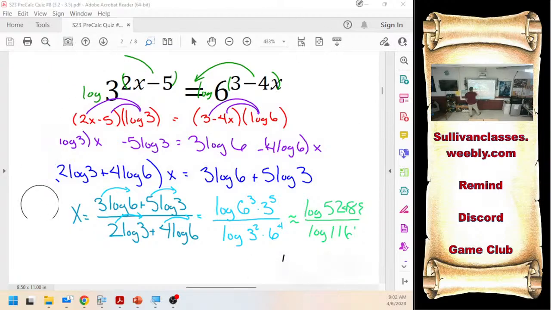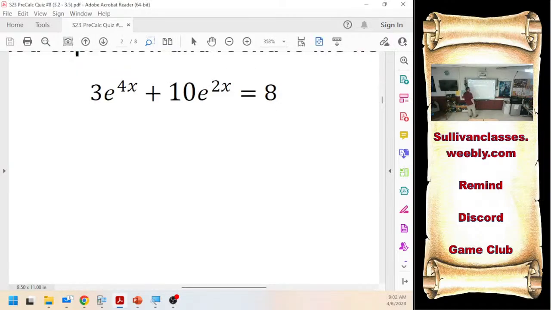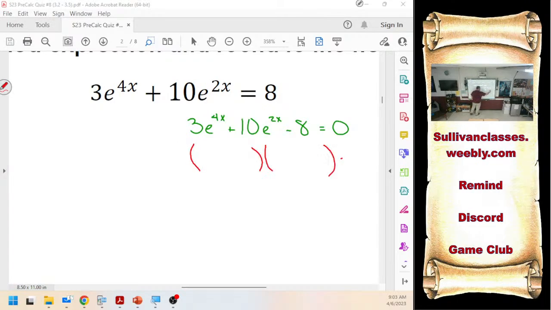Okay, so there's an exponential equation. We also dealt with exponential equations that were in quadratic form. If you got a U substitution, go for it. If you don't need the U substitution, don't do it. Some of us are content with 3e^(4x) + 10e^(2x) - 8 = 0 and factoring as is. The only way that you're going to get a 3 out front is with a 3 and a 1.